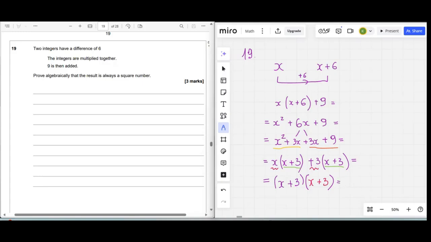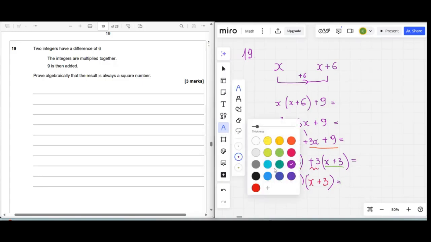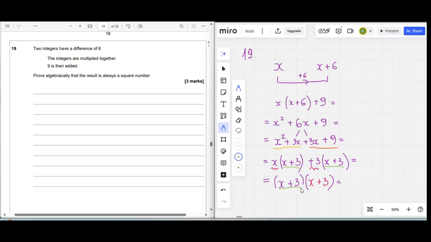All right? And this is that common thing. So we ended up with two identical things being multiplied. So we have x plus 3 squared, which is a square number.